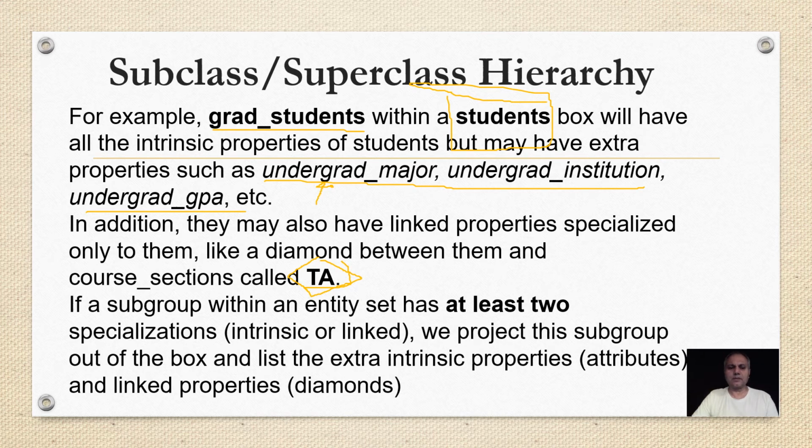So here's a rule of thumb. If a subgroup within a box has at least two specializations, either intrinsic or linked, then what we're going to do is we're going to project this subgroup using the triangle. We are going to project the subgroup out of the box and list the extra intrinsic properties and the linked properties that are specialized for that subgroup. So let's see how this is done.